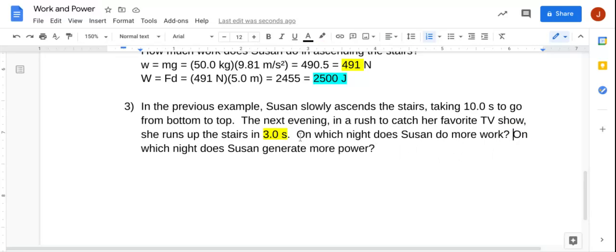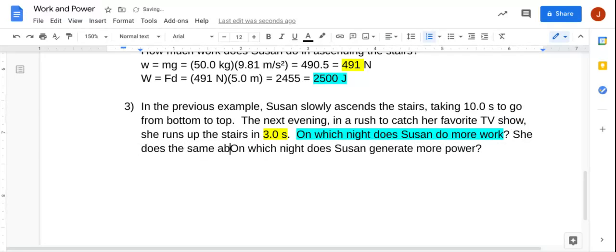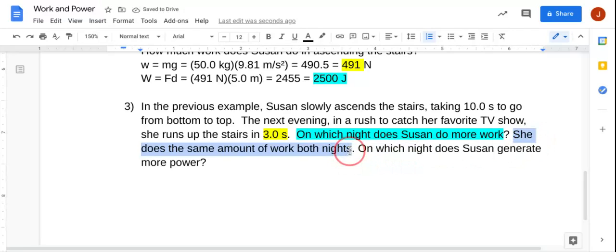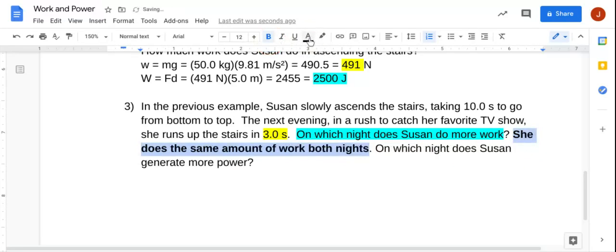Well, I want to point out here, this question right here. Work is force over distance. Susan is moving her body the same distance on both nights. So therefore, she is doing the same amount of work. So she does the same amount of work both nights, because her mass and the distance she covers is not changing.